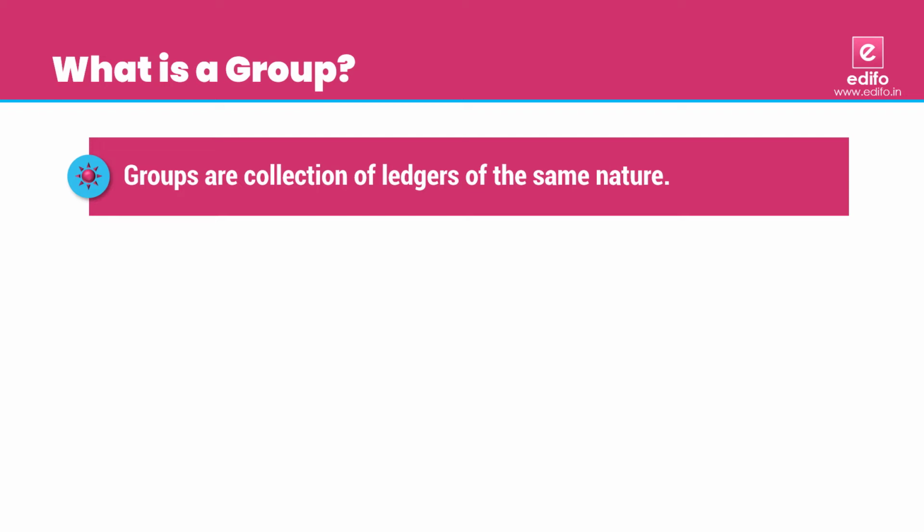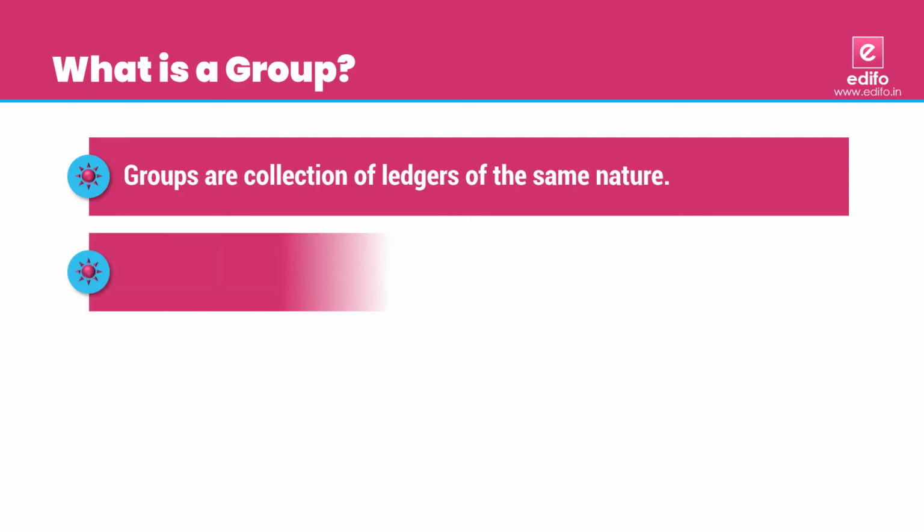Tally arranges these ledgers into different groups on the basis of their nature. Tally makes a hierarchy of arrangement of ledgers through these groups. So, groups are the arrangement of ledgers on the basis of their nature. We are handling hundreds or thousands of ledgers, and Tally puts these ledgers into different groups on the basis of their nature. So, what is a ledger?